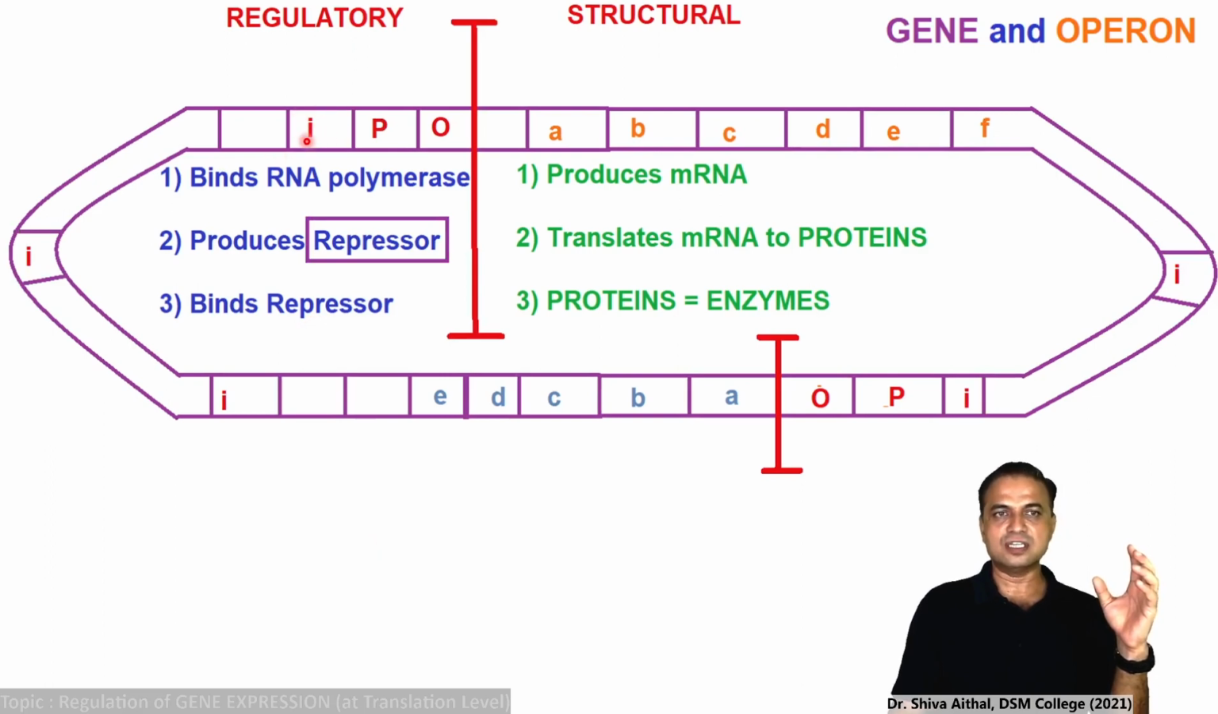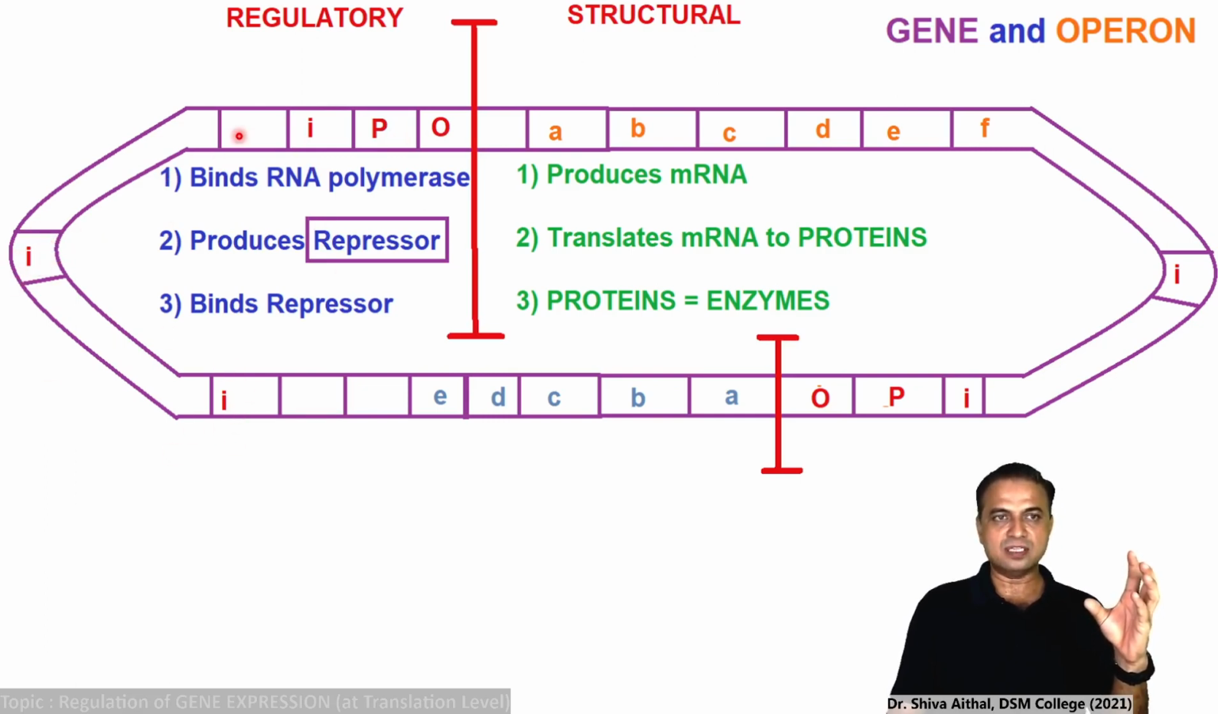The I gene is the repressor gene, the actual gene which produces the repressor, and repressor molecules are proteins themselves, but they are not included in the structural genes. They are present in the regulatory genes. They may be produced by a gene which is near this P and O or away from P and O. Okay, this is very important.